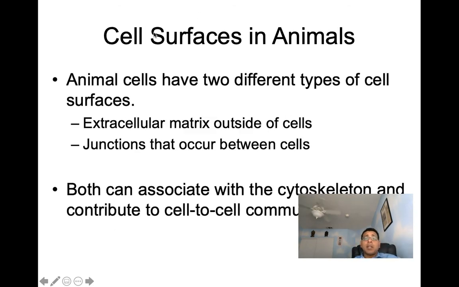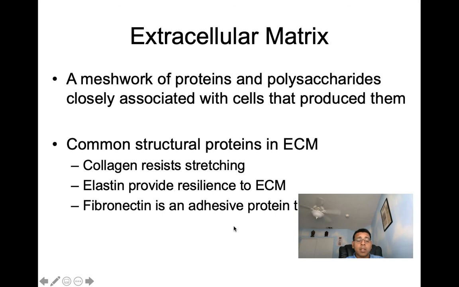So animal cells have two different types of cell surfaces. Extracellular matrix, which is again on the outside, and then junctions that are going to occur between cells. Both can associate with the cytoskeleton and can contribute to cell communication. So first is the extracellular matrix. The extracellular matrix is found outside the cell, and it is a meshwork of proteins and polysaccharides, which is in close association with the cell.